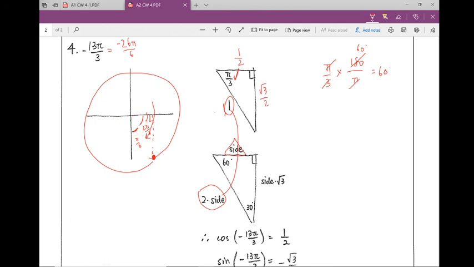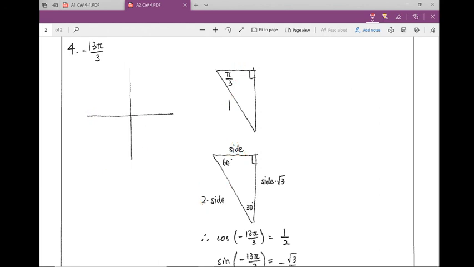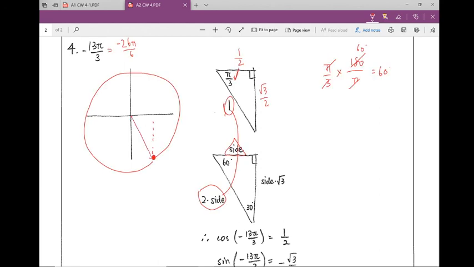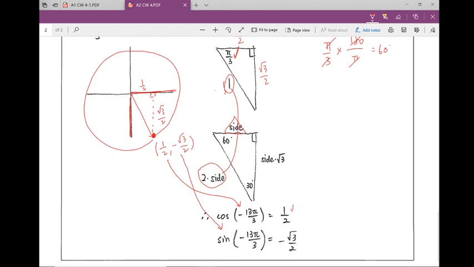So going back to this picture, we have this length as square root of 3 over 2, this length as 1 over 2. This is a positive x, as you can see here, but this is on the negative y. So our coordinates are actually going to result as follows. The cosine of this radian measure is going to be positive 1 over 2. The sine of this radian measure will be negative square root 3 over 2.